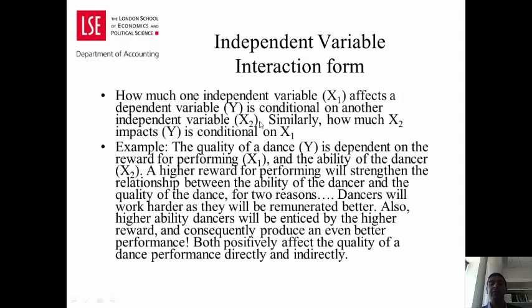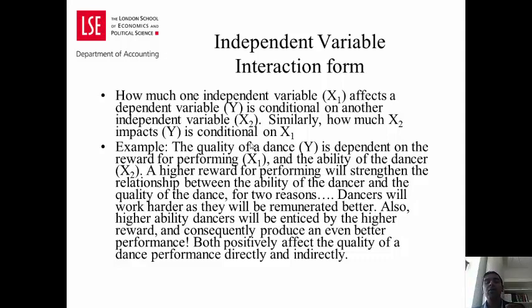Let's use an example. The quality of a dance. If Y is the quality of a dance, we're in a dance school. The quality of a dance, Y, the dependent variable, depends on two independent variables, let's say. Number one is a very extrinsic reward, the money we pay dancers to dance, so the reward for performing, X1, and X2, the ability of a dancer, so how good a dancer is to begin with. So the better the quality of your dancers, the more the reward you give them, the higher the quality of the dance they produce.